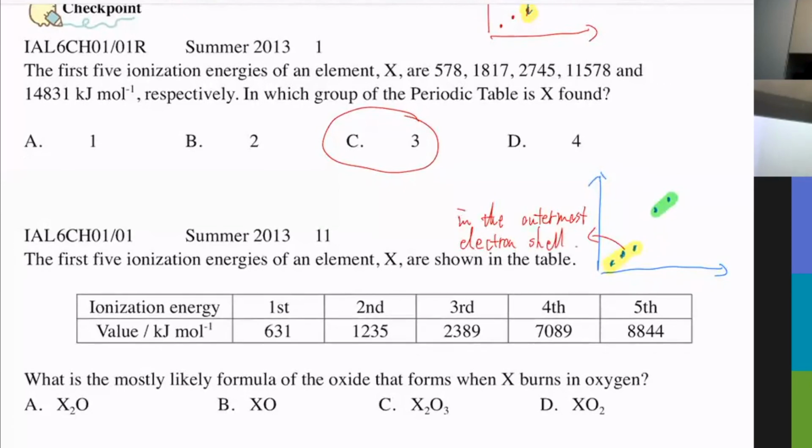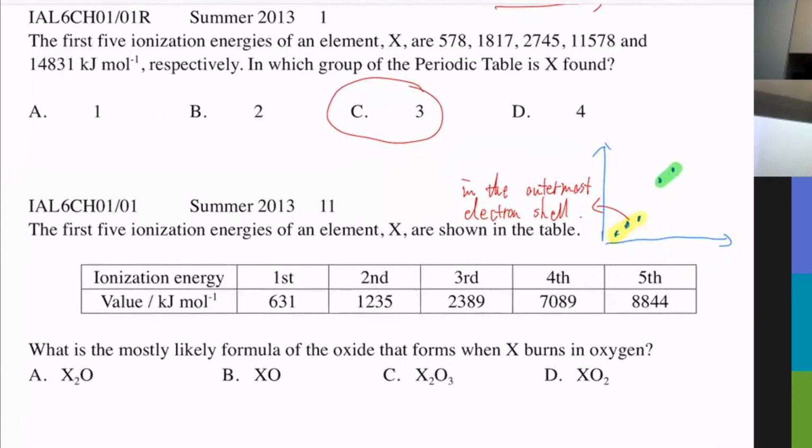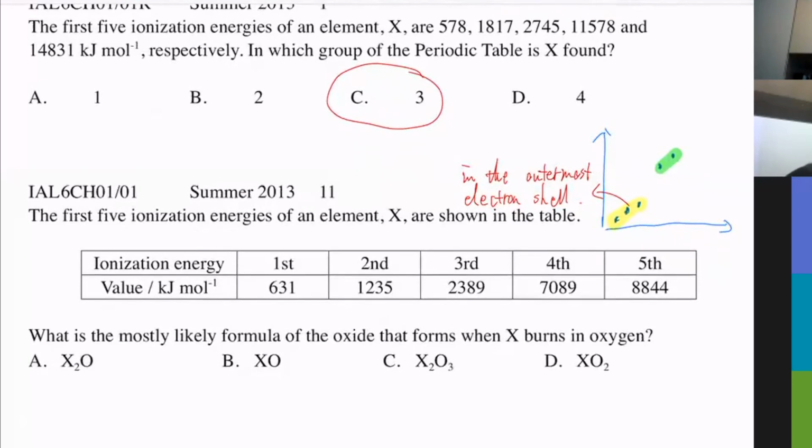So which group does it belong to? And what charge is it going to carry when it becomes an ion, or when it forms a compound with other elements? So what's the answer?